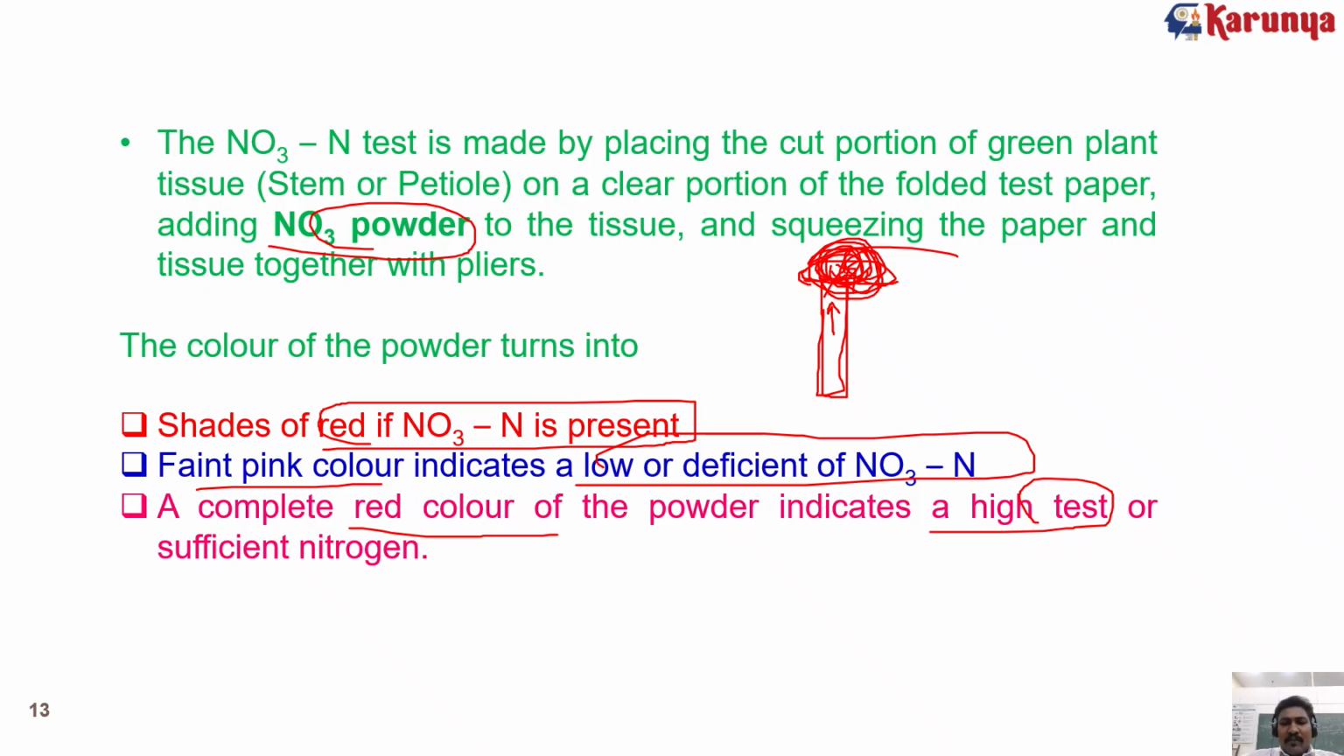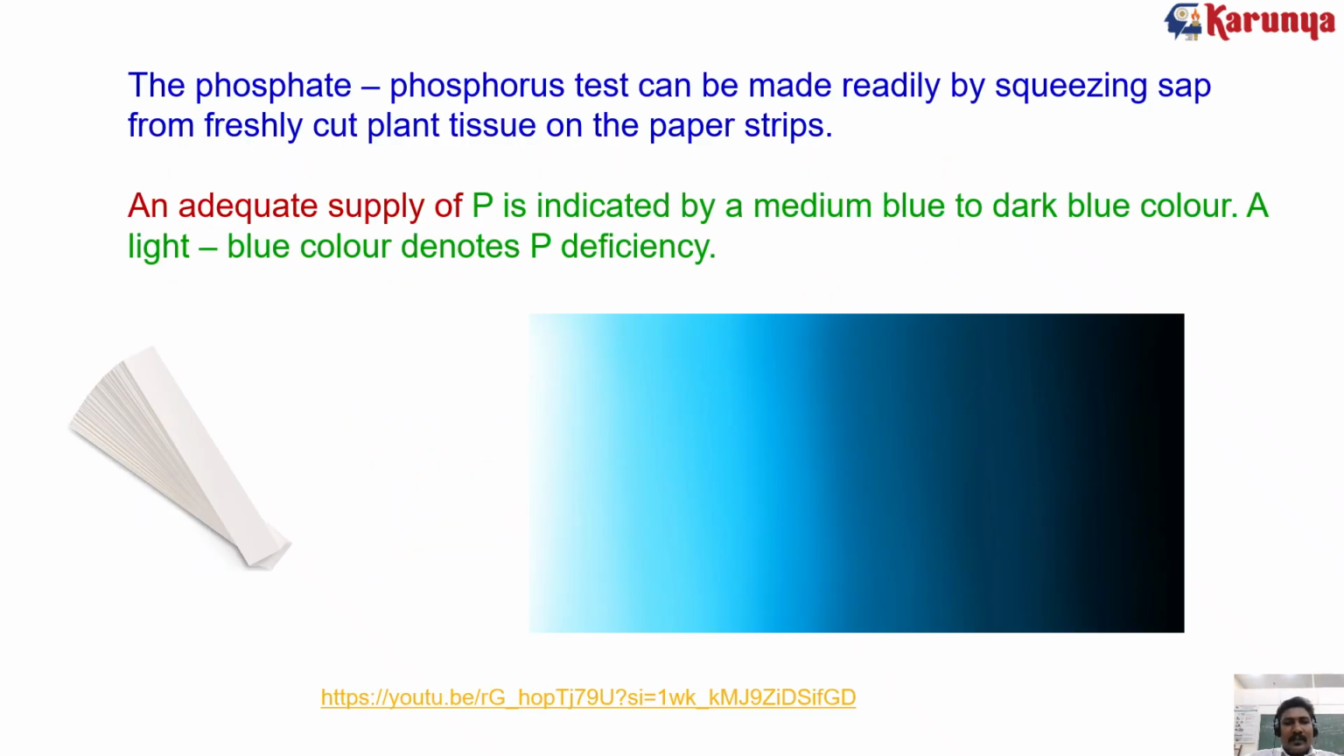If it is showing the very lowest shade of red color, nitrate nitrogen is just present, but a complete red color will indicate a sufficient amount of nitrogen is present. But the pink color should not appear, because it will indicate a lower amount of nitrogen. Then for phosphate, the available phosphorus is low, medium, or high.